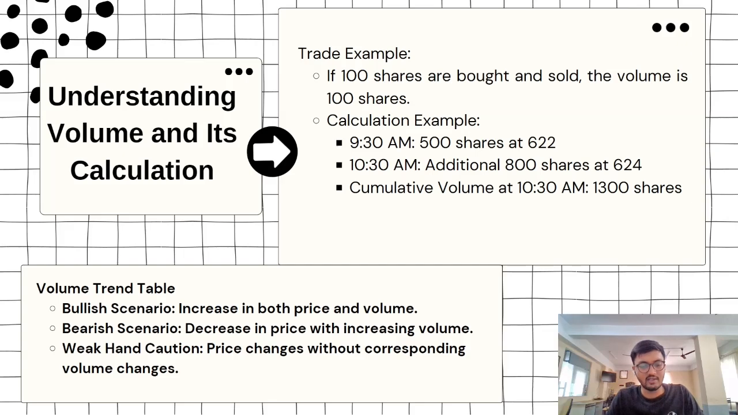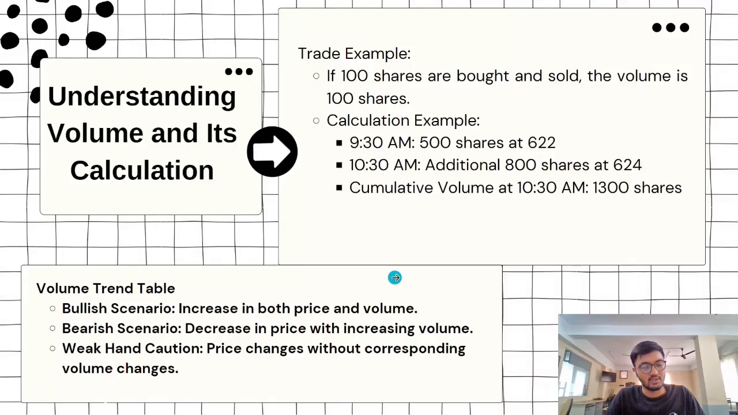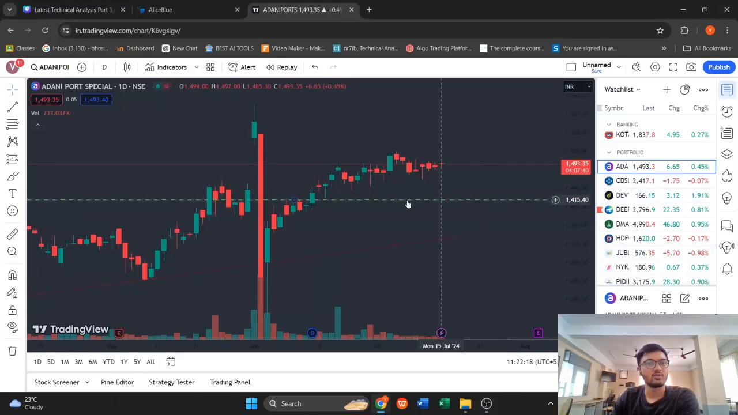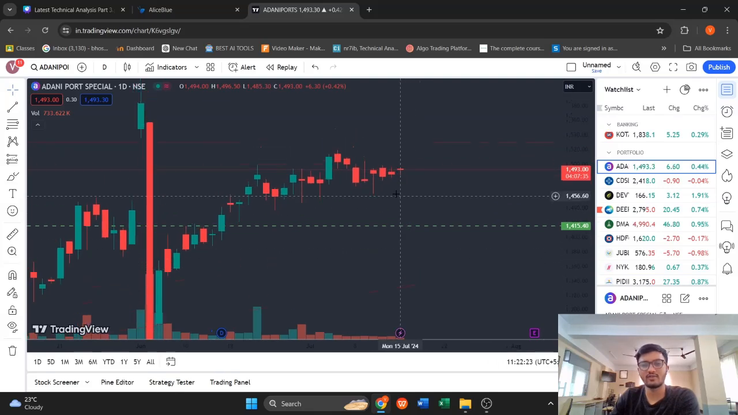I'll just take you to an example so that we can understand this better. Just a second. Let me give you an example of an FNO stock and a non-FNO stock. So this is Adani Ports. You can see the share price of this company is around 1493 rupees, and the volume is somewhere around 7,33,000. Adani Ports is an FNO stock and it's included in Nifty 50. Even though this stock has such a big price, the volume is still greater.